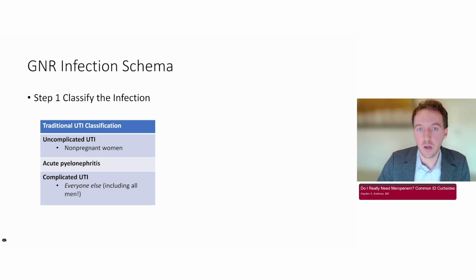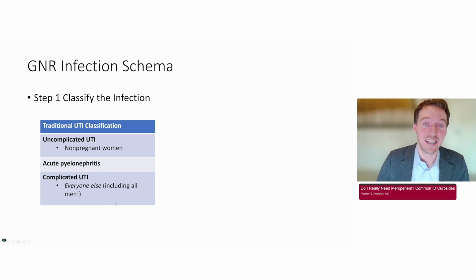Traditionally, I think when a lot of us went through training, this is how it was taught to us. Very narrow definition for an uncomplicated UTI. You had to be a non-pregnant woman, was the only way you could be classified as uncomplicated. You had acute pyelonephritis as a syndrome, and then pretty much everything else was made into this big nebulous bucket of complicated UTI.